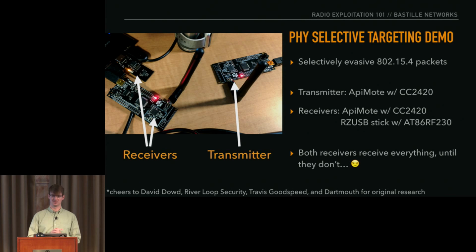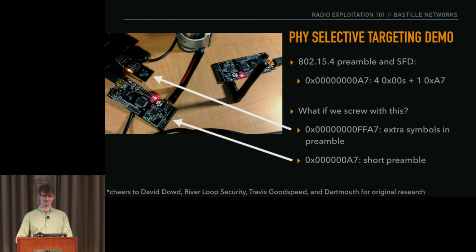I'm going to use an API mode with a CC2420 in its stock configuration, but then I'm also going to use an ATMEL radio that implements a different state machine because it's made by a different manufacturer. So I'm going to begin by sending 5 standards-compliant packets with the standards-compliant preamble and start frame delimiter. So that's 4 octets of zeros and then 1 octet of A7.